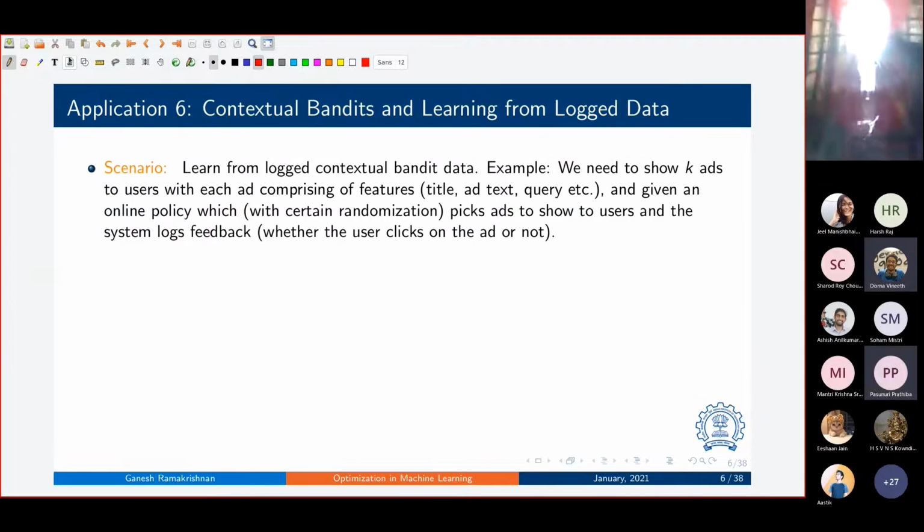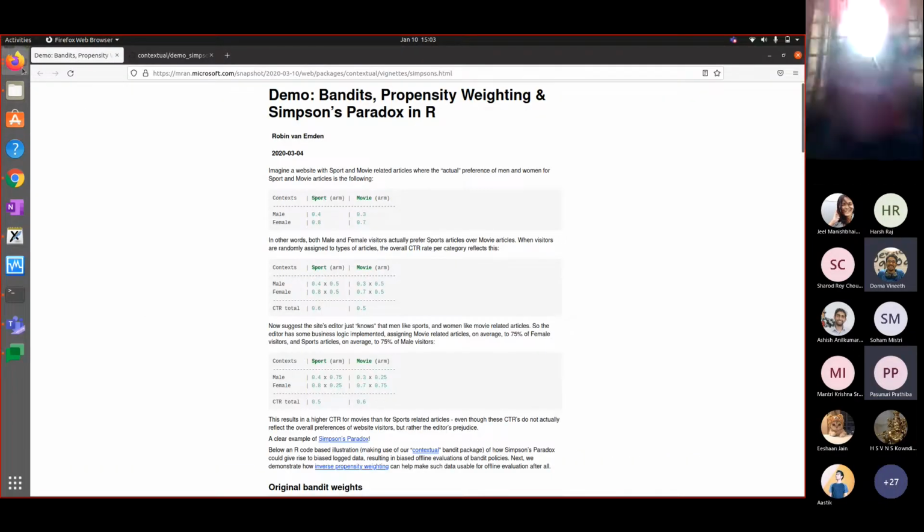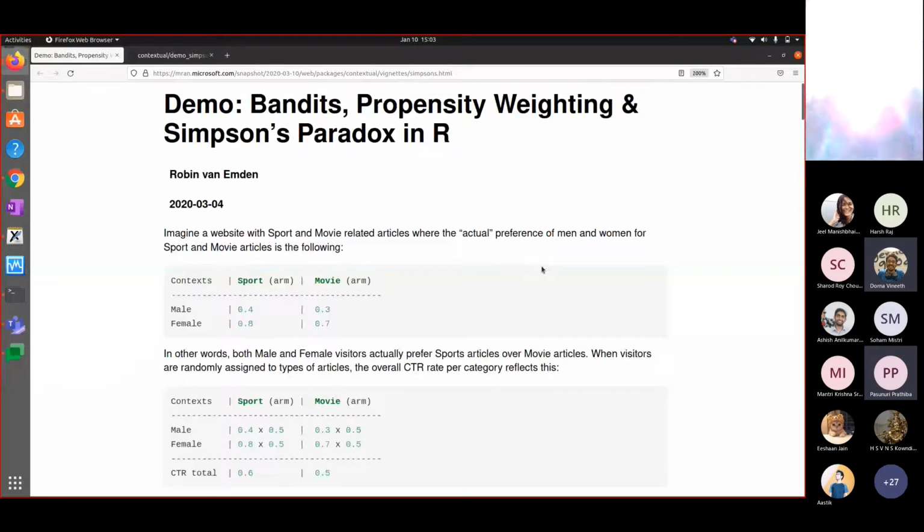Okay. So the next application is contextual bandits. Let me switch to a demo. I think there's an interesting demo I found: a demo of bandits, propensity weighting, and Simpson's paradox in R. I'll send you the link.